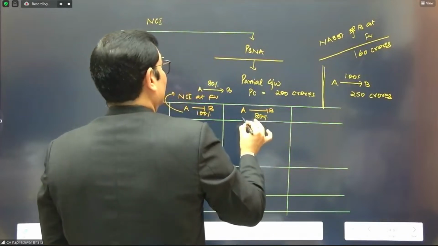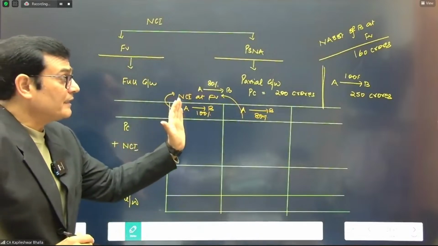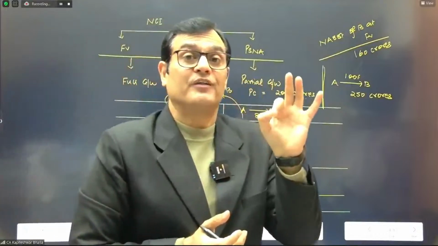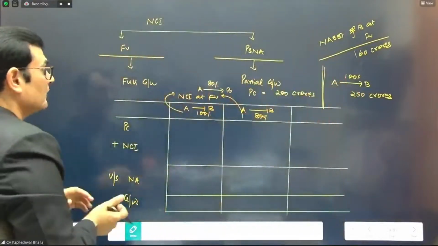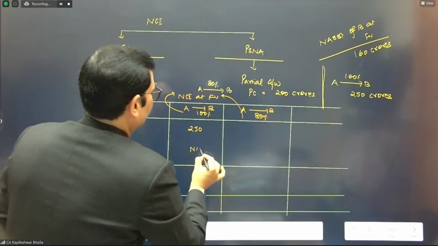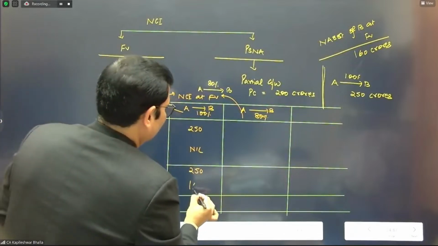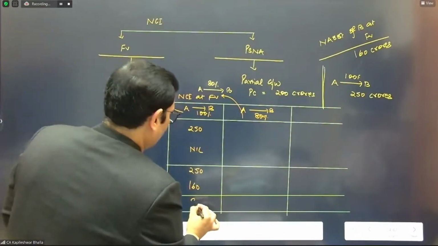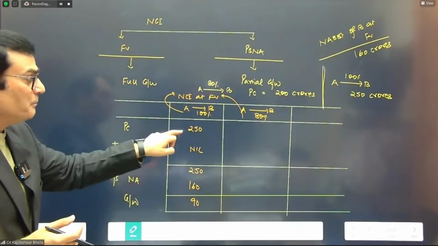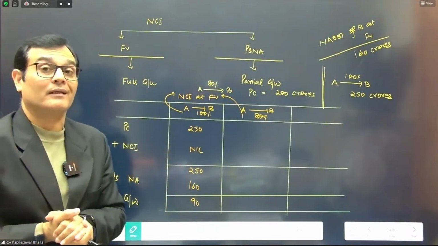80% stake and I'm considering NCI at a fair value. So I'm considering A gets 100% stake in B, A gets 80% stake in B, NCI is at a fair value. What is the purchase consideration? 250 crores. What is the NCI? Zero. So this total is 250. And what is the net assets? 160. So what is the difference? Goodwill 90. Simple and straight maths. You took the PC, add the NCI, compare it with the net assets, you got a goodwill 90.